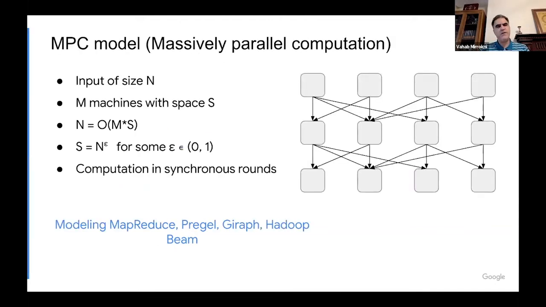A formal definition of this model is: given an input size n and data, let's say we have m machines, each with some space s. The total size of the data is maybe m times s, but s, the space on each machine, should be sublinear, maybe n to the epsilon, given the total available memory. The computation in the MPC model happens in synchronous rounds. So it's not asynchronous, it's synchronized.